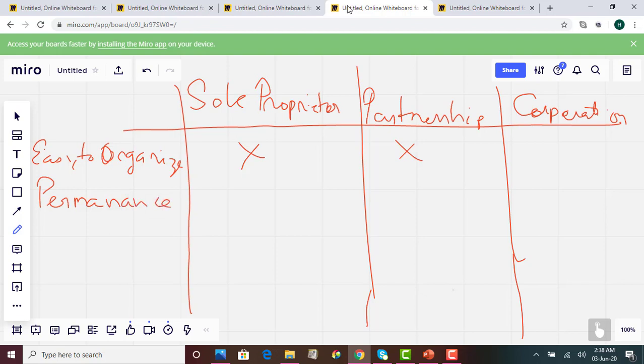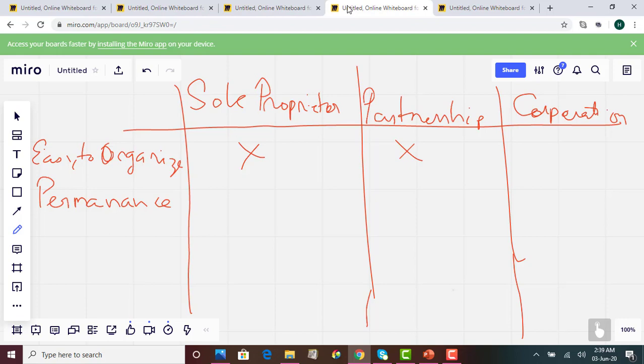So what does permanence mean? Permanence means how long the business will exist, whether it will exist after the death of the owner or whether it will not exist after the death of the owner. Now sole proprietorships, they are not permanent. They are not long lived. Partnerships are also not long lived, right?